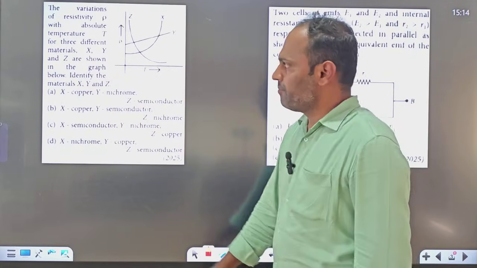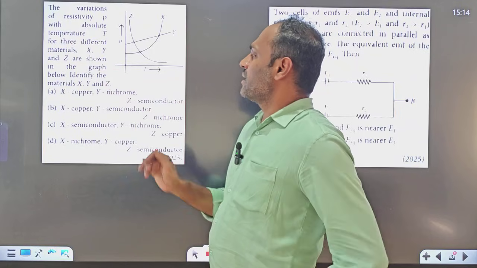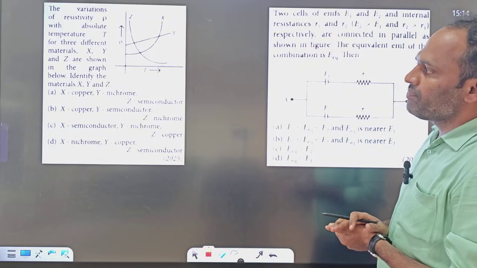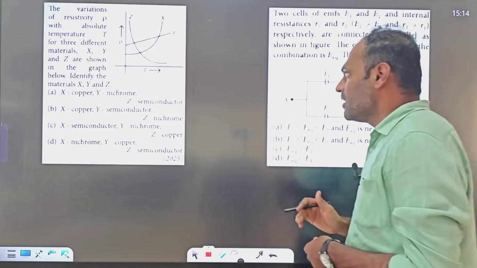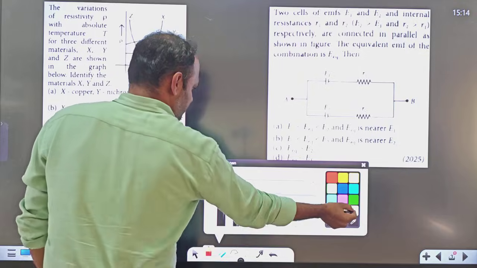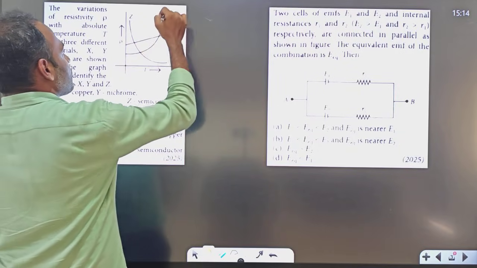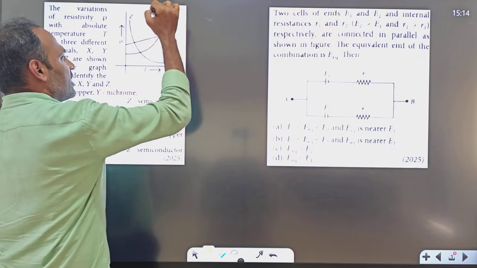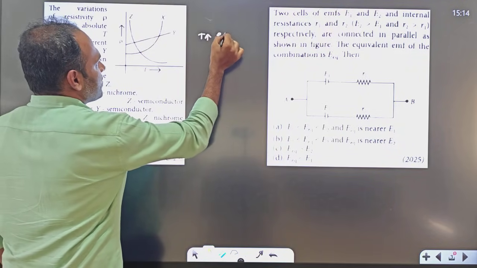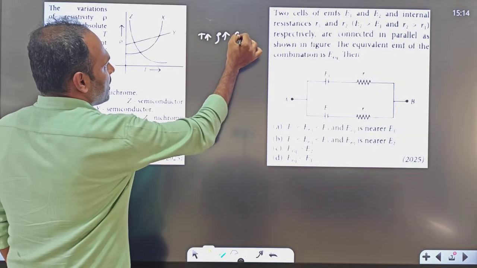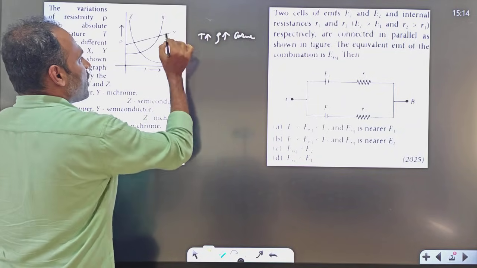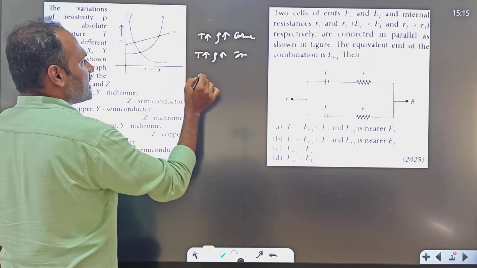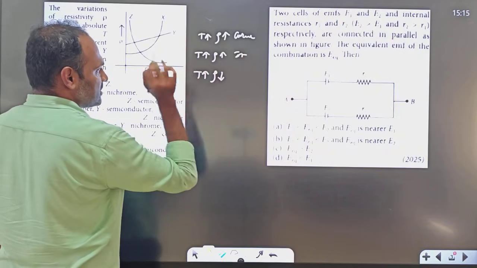This is also from 2025. The variation of resistivity with absolute temperature for 3 different materials X, Y and Z is shown in the graph below. Identify the materials X, Y and Z. If you see the graph, first the X graph: it is an increasing graph. With temperature, resistivity is increasing, and it is a curve, right? In the Y graph, temperature is increasing, resistivity is increasing, and it is a straight line. In the Z graph, temperature is increasing and resistivity is decreasing, correct?